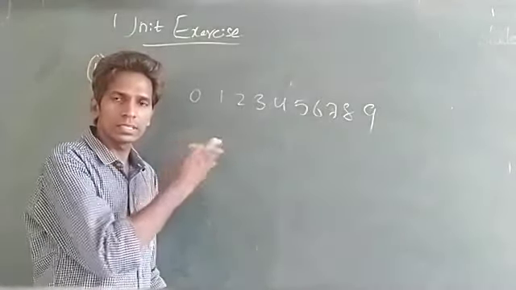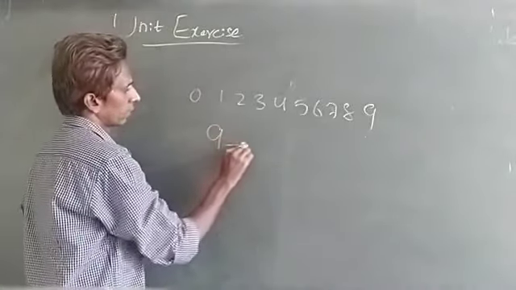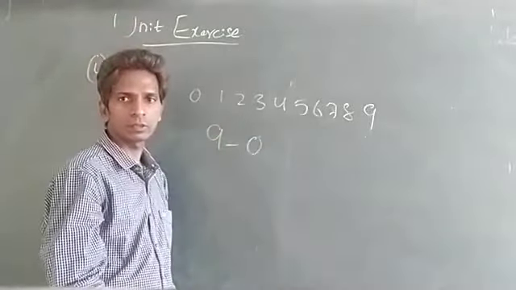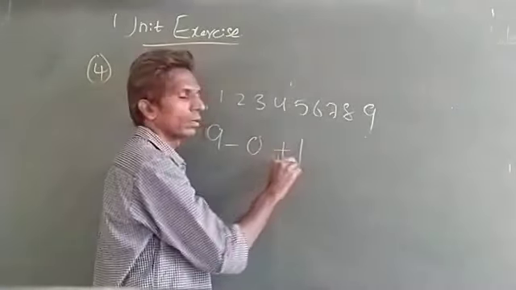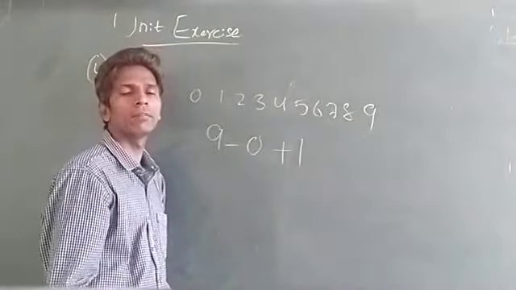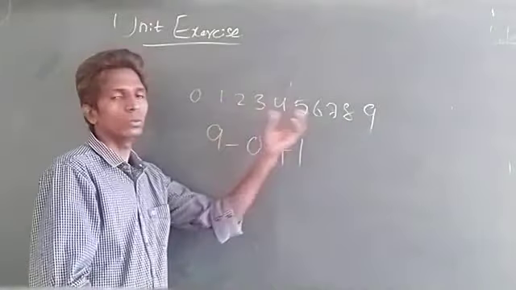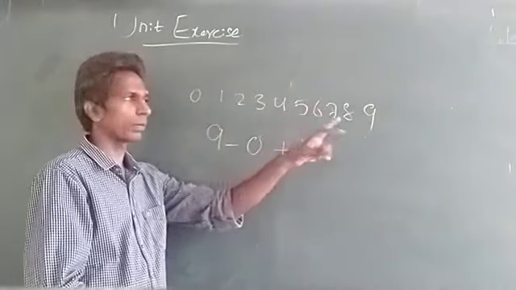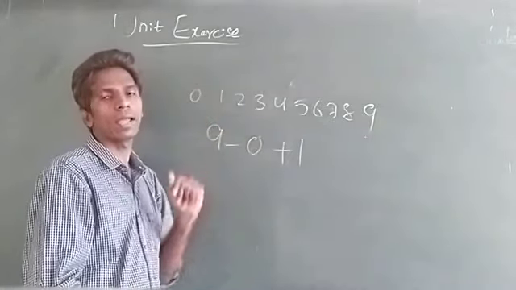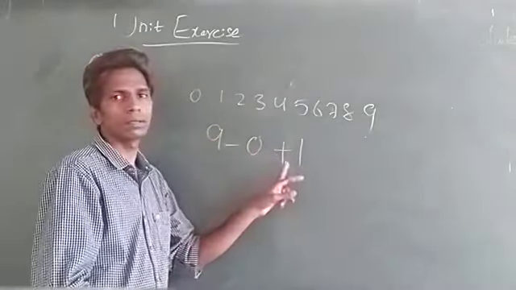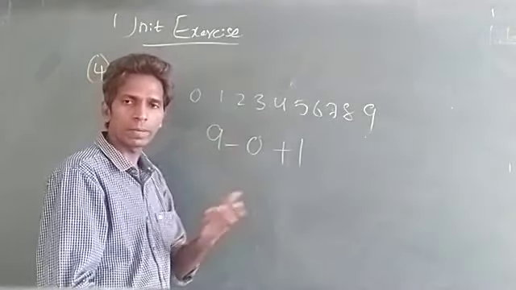So to say it fast, you take the big number and the small number and do the difference. Then by doing the difference, add one. Why are you adding one? Because when subtracting from the bigger number to the smaller number, the starting number is not counted. That's why we add plus one.